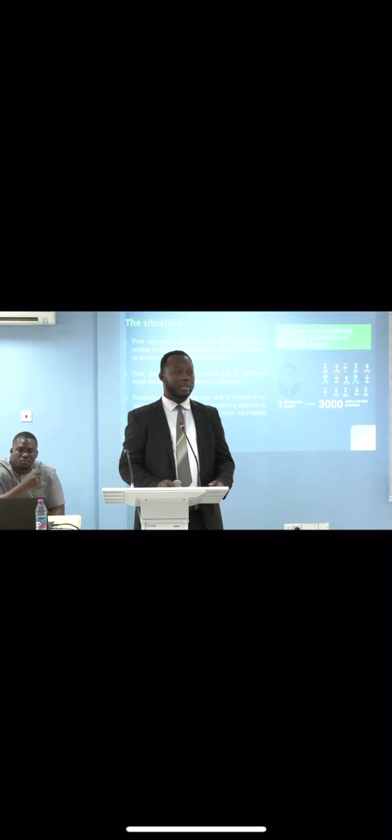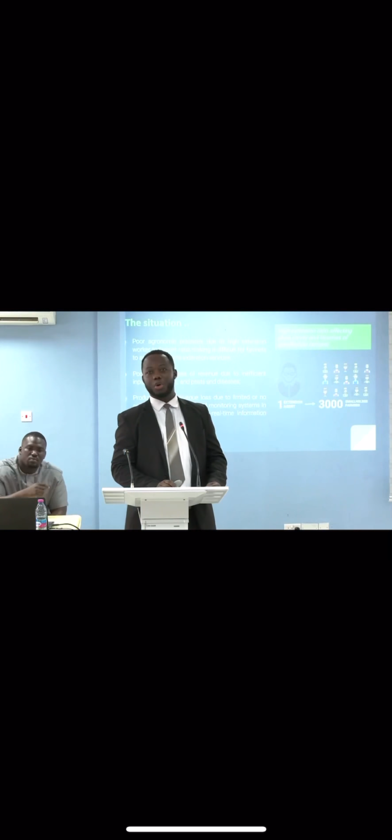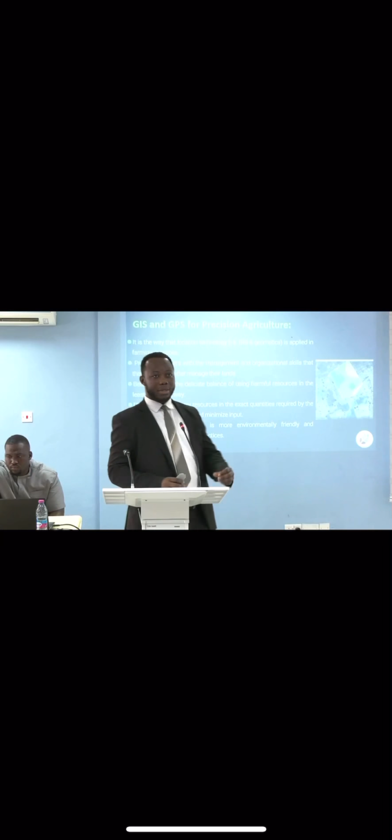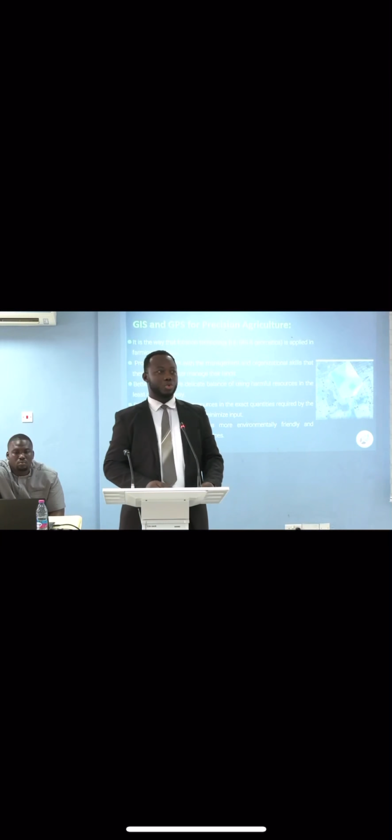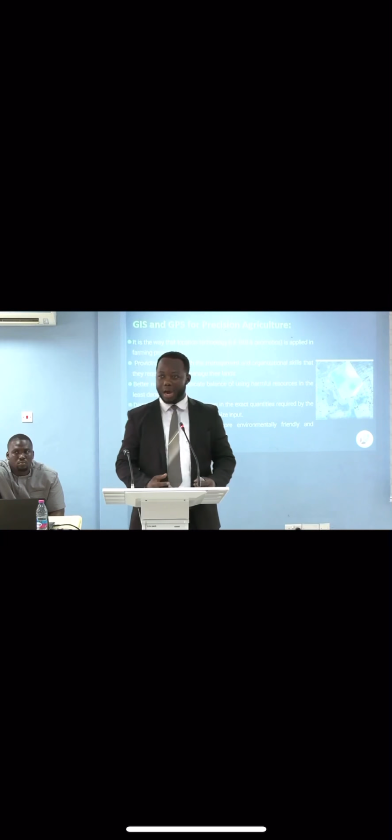It means that for your farm to be attended to by an extension person, you have to wait till the 2,999th person has received that service before you get yours. So we realized that there is a problem to be solved. So we try to leverage GIS, the satellite data that we have, to actually map farms.